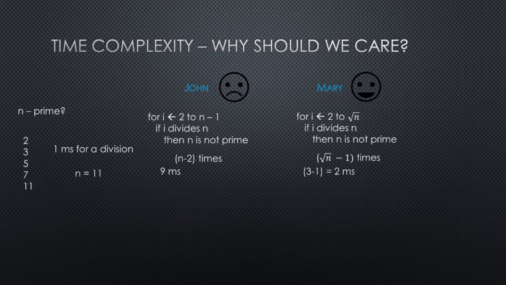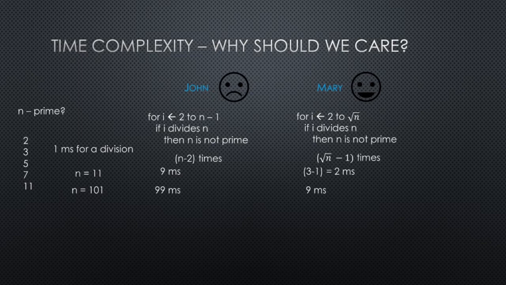Let's pick a higher value, where n is equal to 101, and that is a prime as well. John will take 99 milliseconds. The square root of 101 is 10 point something, so Mary will take 10 minus 1, 9 milliseconds. This is less than 1 second, and the computer won't give you a hint as to the actual runtime for such a small duration.